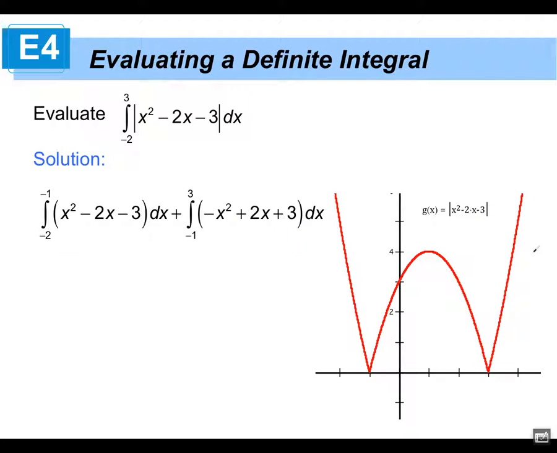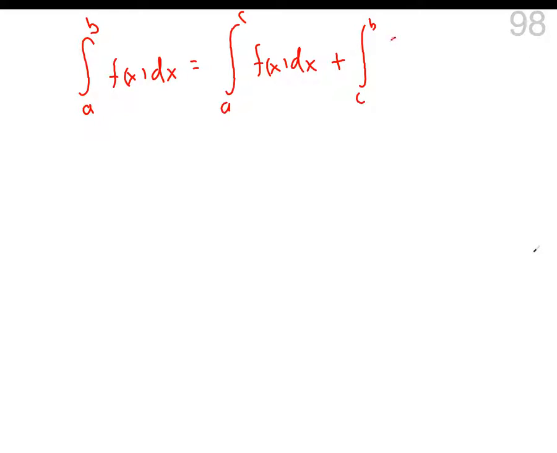So that leads us to this one. If we have an integral from a to b of f of x dx, you can rewrite that as the integral from a to c of f of x dx plus the integral from c to b of f of x dx. Does that make sense? If I'm going from a to b, I don't just have to go from a to b. I could stick a c in there and say, okay, I'll go from a to c and then from c to b.